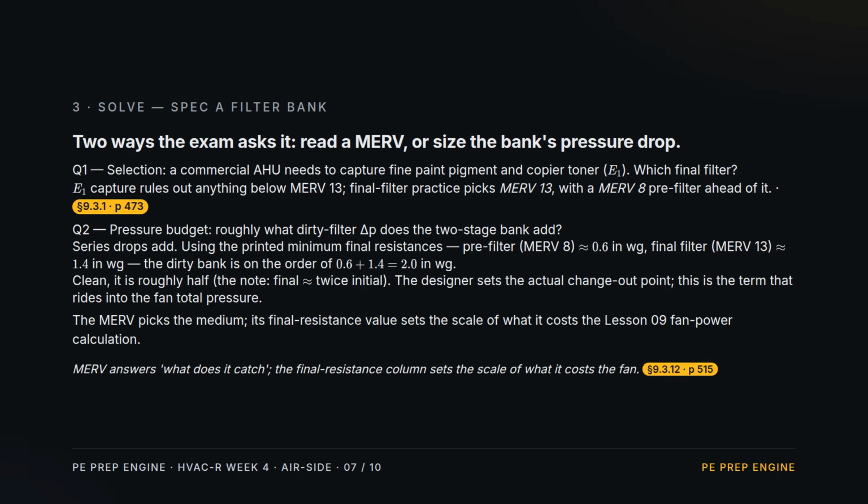Solve. Spec of filter bank. 2 flavors. Selection. An air handler must capture fine paint pigment and copier toner, the finest band, so anything below MERV 13 is out. Practice picks MERV 13 with a MERV 8 pre-filter ahead of it. Pressure budget. Series drops add, so using the printed final resistances, about 0.6 for the MERV 8 pre-filter and 1.4 for the MERV 13 final. The dirty bank is on the order of 2 inches water gauge, roughly half that when clean. That's the term that rides into the fan total pressure in Lesson 9.